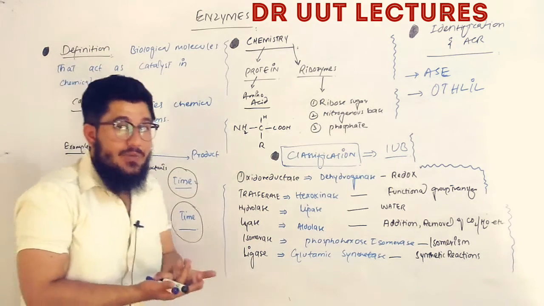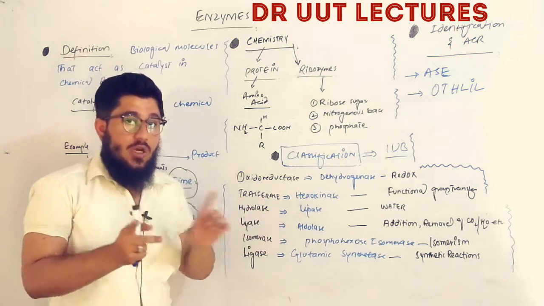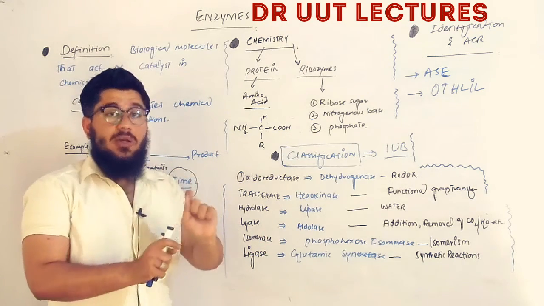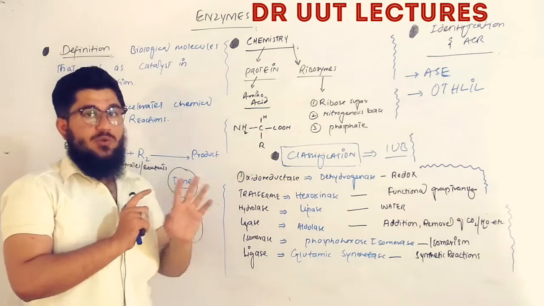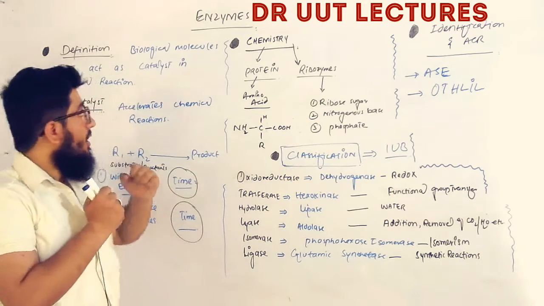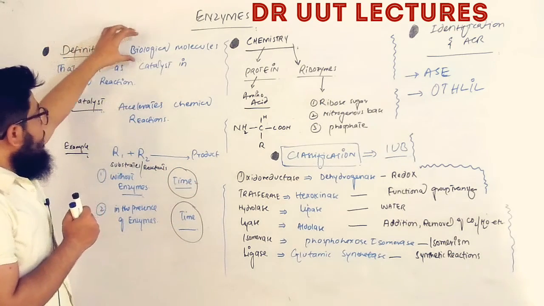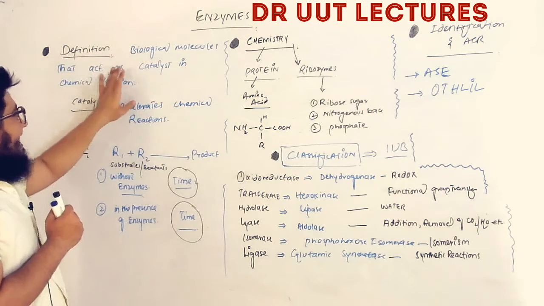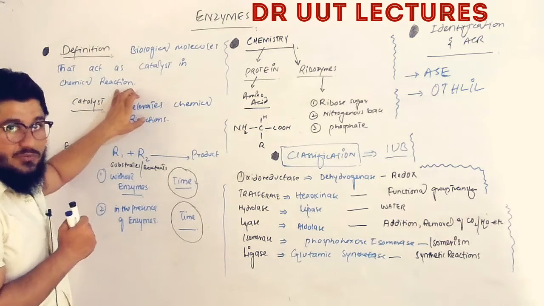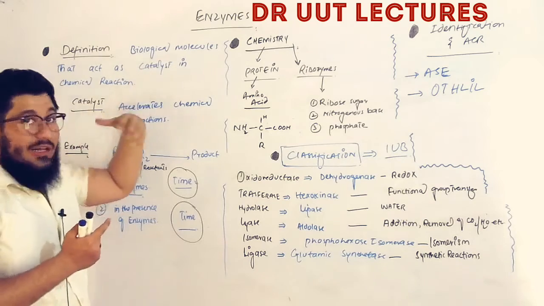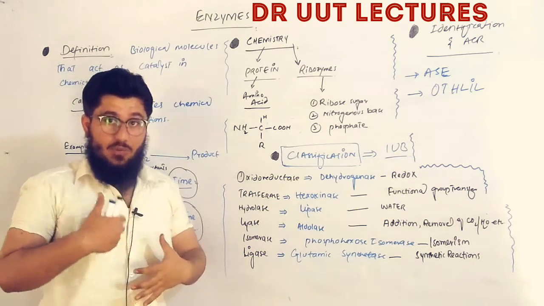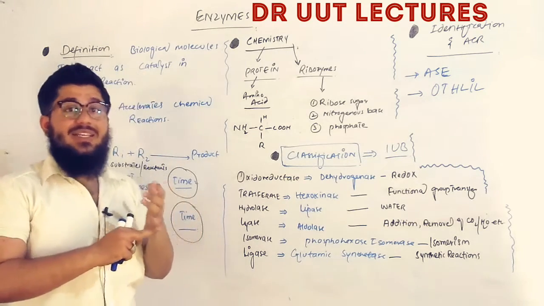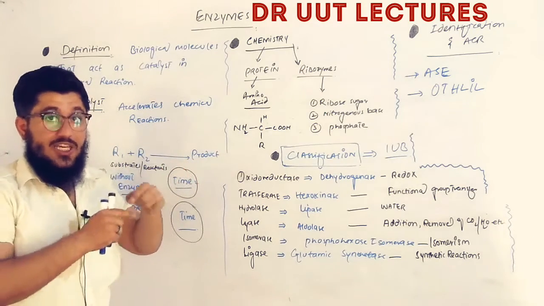How will we define enzymes? We define in different ways. I'm going to tell you right now the very normal and very general way that will cover all your dimensions. Enzymes are actually the biological molecules that act as a catalyst in a chemical reaction. Very simple. These are biological molecules present inside the living body, and they are acting as catalyst in a chemical reaction.